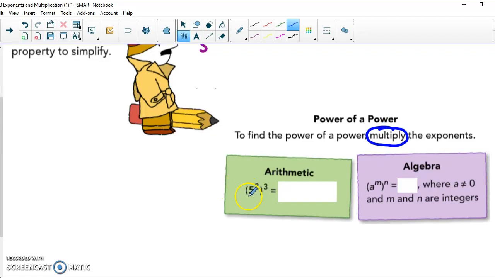So for this example here, when we're looking at a power of a power with arithmetic, I'm really doing 5 to the 2 times 3 power, which is 5 to the 6th. If I'm doing it in algebra with variables, a to the m, all raised to the n power, would be a to the m times n.